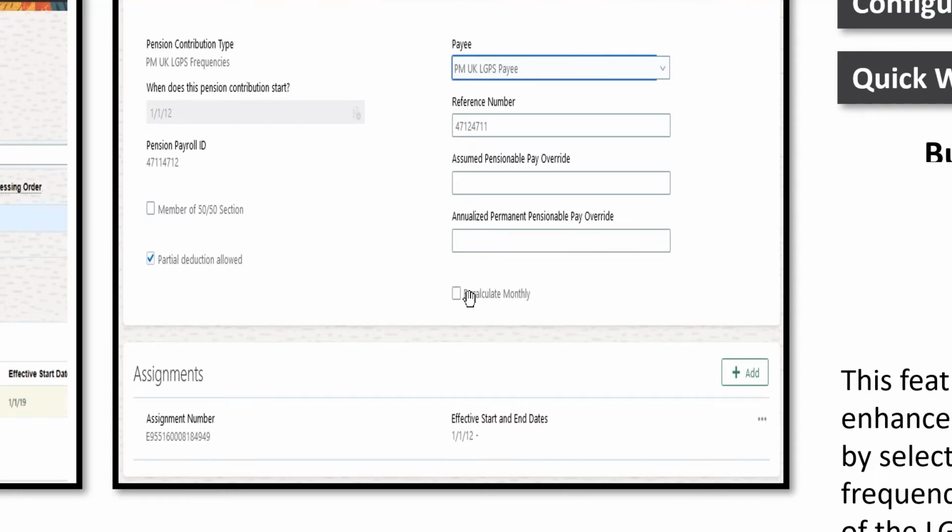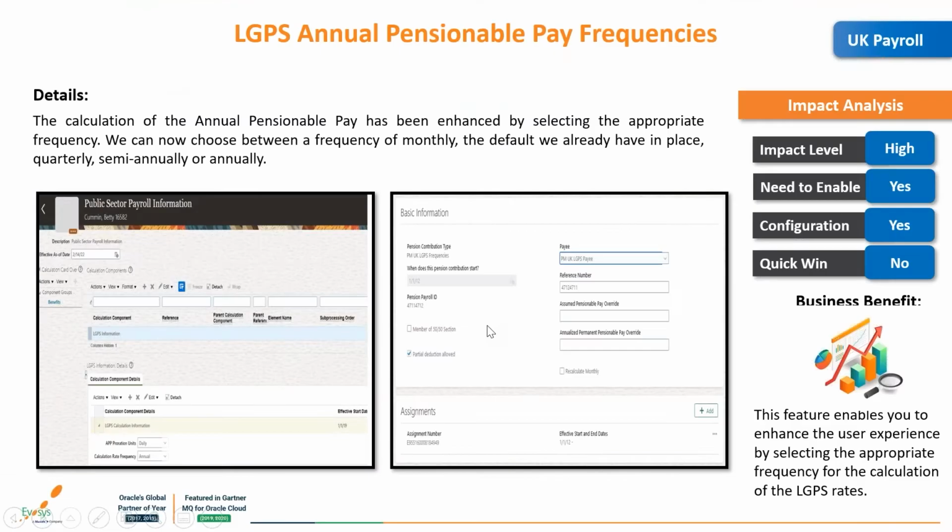If this is checked, it is not going to consider the annualized permanent pensionable pay value, and it is going to consider the monthly eligible compensation for assessing the pension values. So this feature provides a better user experience and is in line with the business requirements as well.